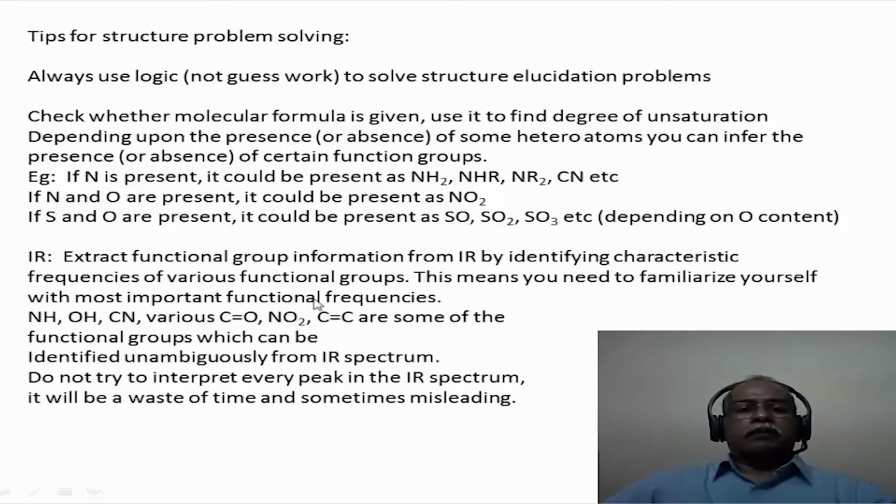In the infrared spectrum, extract the functional group information by identifying characteristic frequencies of various functional groups. This means that you need to familiarize yourself with the most common functional group frequencies. It comes only with practice. However, simple functional groups like NH, OH, CN, carbonyl, NO2 and C=C are unmistakable functional groups which can be unambiguously identified from the infrared spectrum. The corresponding stretching frequencies will be intense peaks, so one can easily identify them.